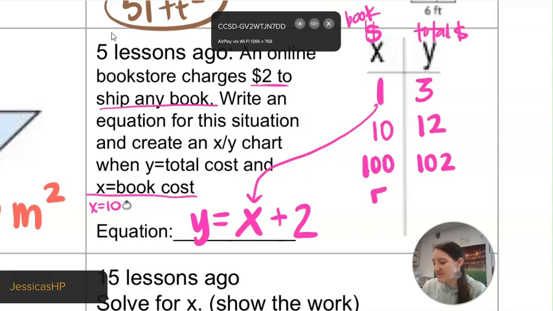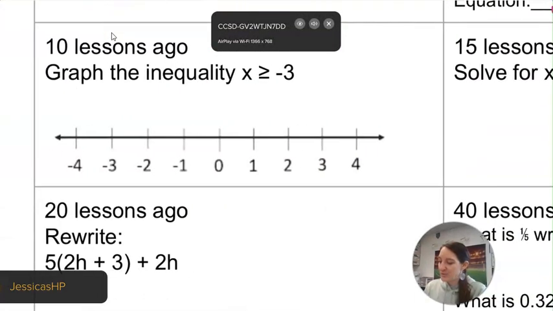If the book is $5, add $2 for shipping. Okay, that makes sense to me. So there's your XY chart. You could graph that now if you wanted. Ooh, graph the inequality. We're back to inequalities.